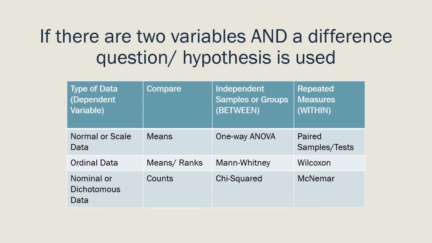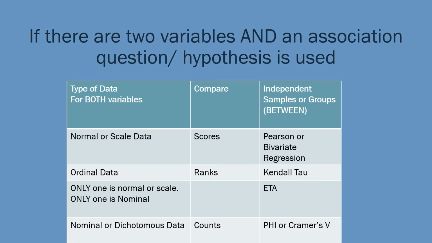Now, if an association question is being used, then you're going to be looking at this chart here on slide 15. Now, with association questions, both variables are the same type of data, except there's one exception: if one is a scale and one is nominal. Otherwise, they need to be the same type of data. Again, this is when you're using 2 variables and an association question.